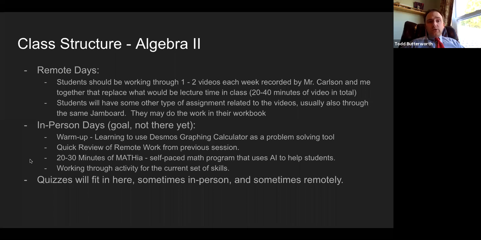So the class structure, the overall structure, we have two different pieces of our class. We have our remote days where the students have some videos to watch that Mr. Carlson and I have created that would replace what would normally be lecture time. Don't really lecture, but big class discussion time. We're trying to make things work as best as we can. So we wanted to do that as the video part of class, so we have other time in class to give kids individual help, basically.